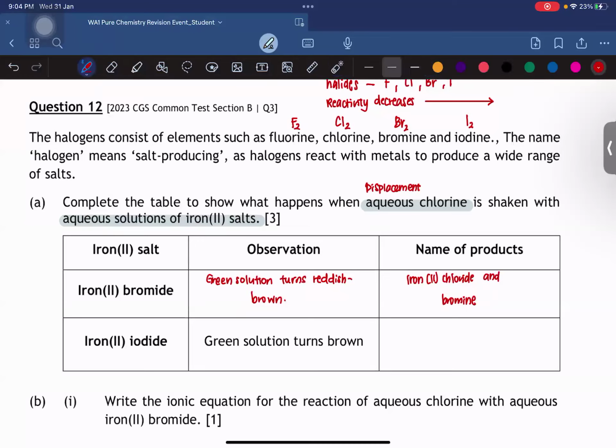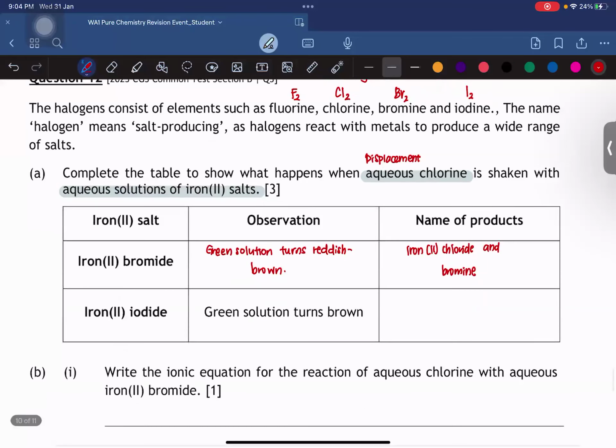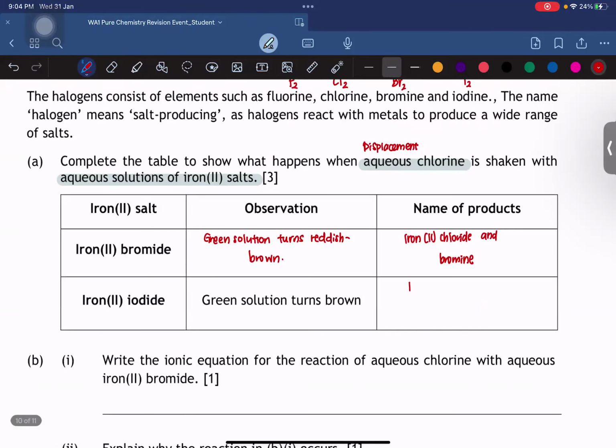Okay, the next one, iron 2 iodide. Does it react with aqueous chlorine? It does, right? Because chlorine is more reactive. So what do you form? Iron 2 chloride and iodine. That's why you have the brown solution.